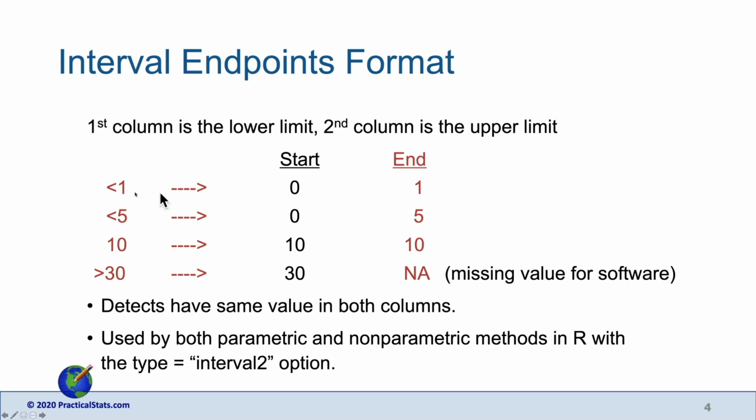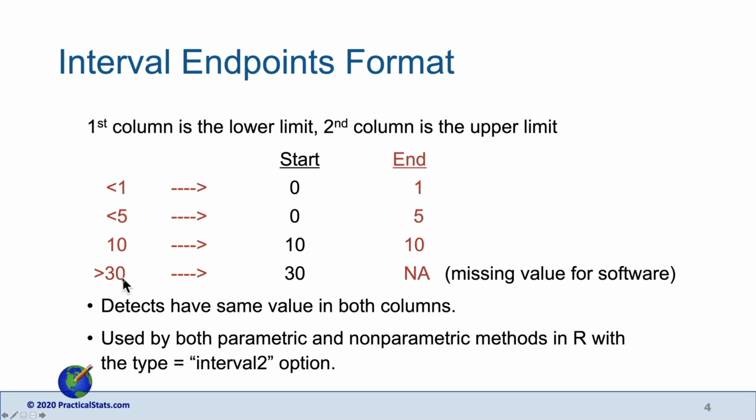So for a less than 1, for example, you probably would have a 0 in the lower column and a 1 in the upper column. It's between 0 and 1, and that's what you know. A less than 5 would be between 0 and 5. A detected 10: detected values get input by having the same number in both columns.